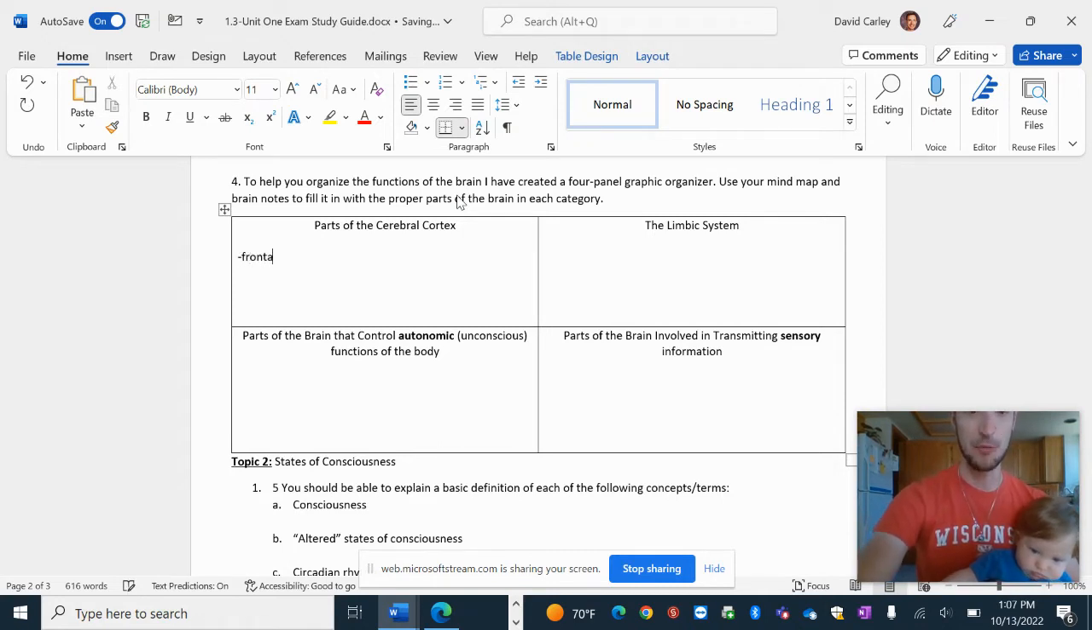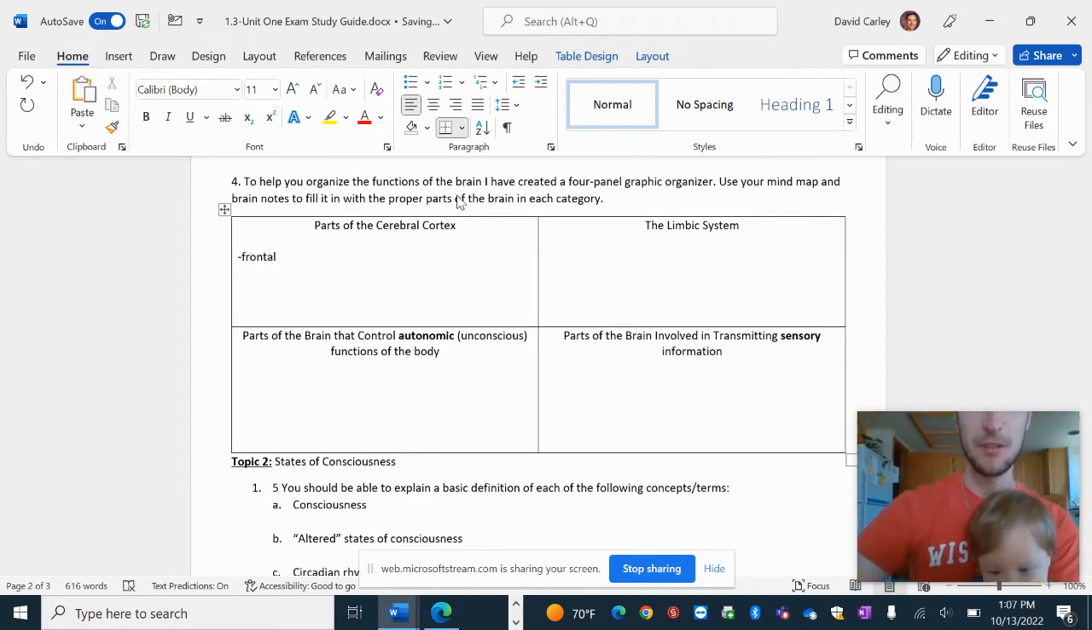Sorry, I'm typing with one hand because I'm holding him with the other. I could try to do this. This probably isn't going to work, though.